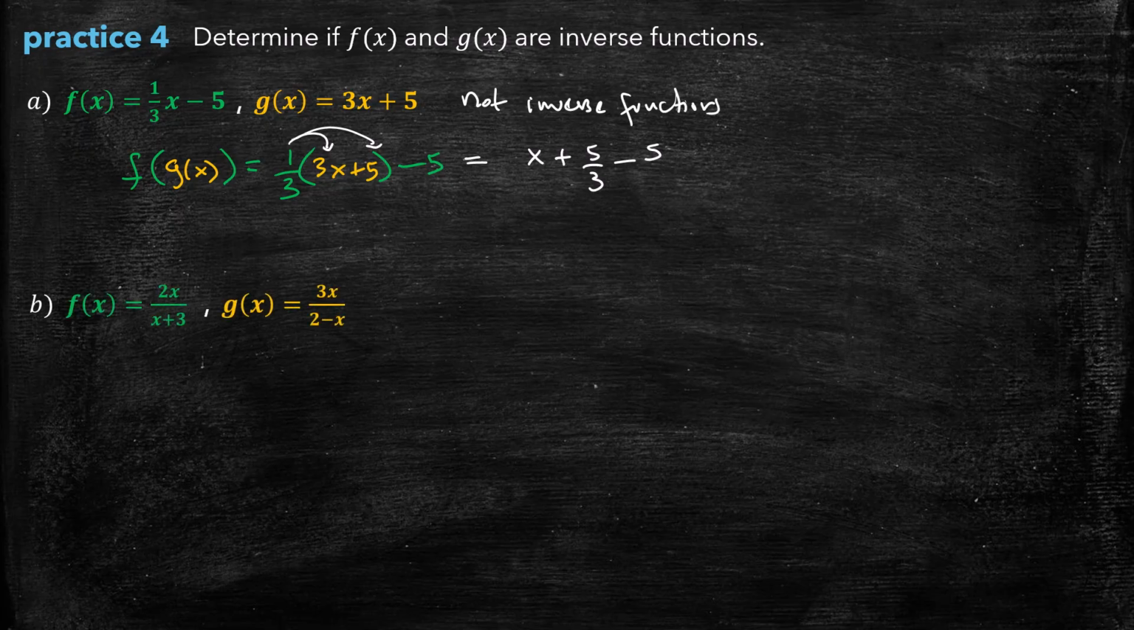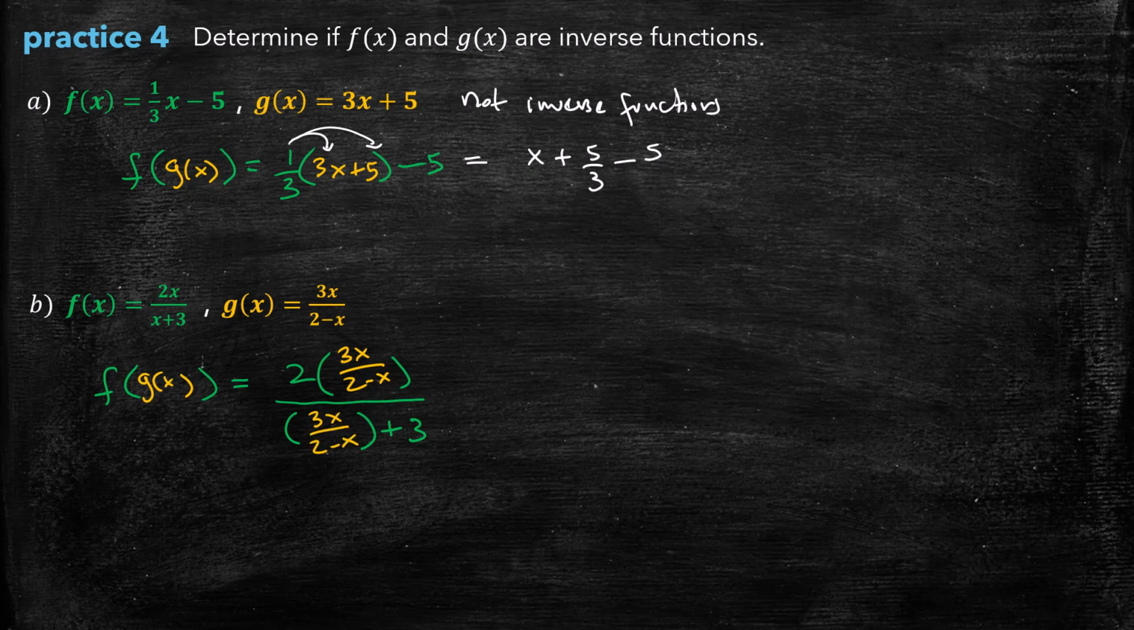And for the next practice problem, we're going to take the function and the inverse we determined earlier and just kind of verify that it works. So f says, whatever you put into me, double that quantity, and then divide by that quantity plus 3. And we go and put in the whole of g of x. So that's 3x over 2 minus x, 3x over 2 minus x.